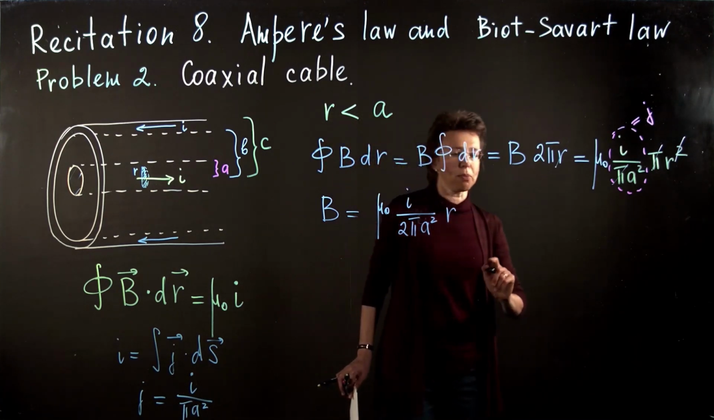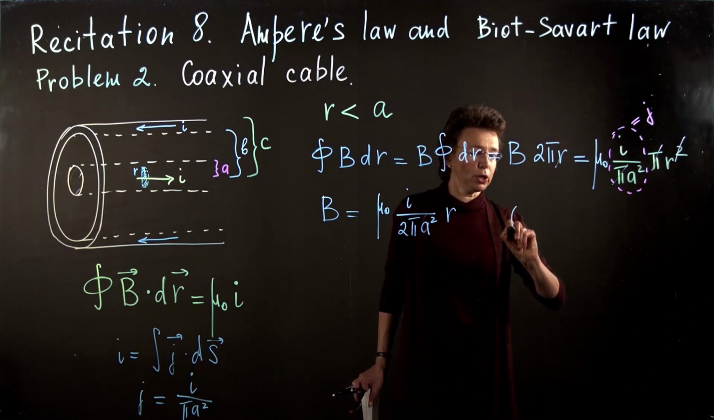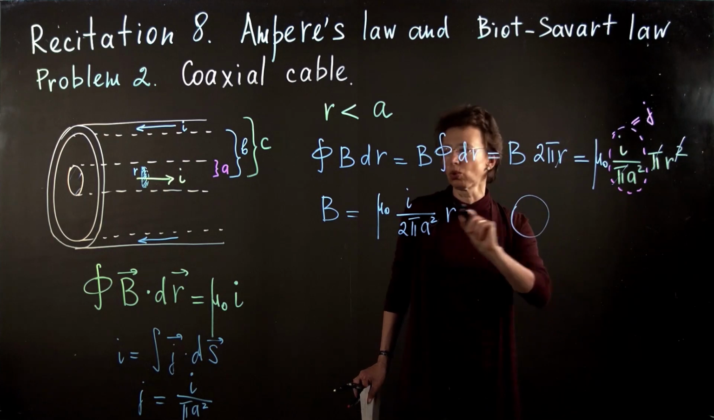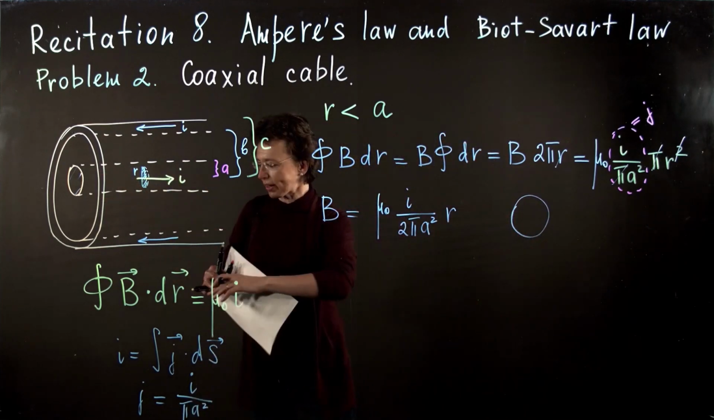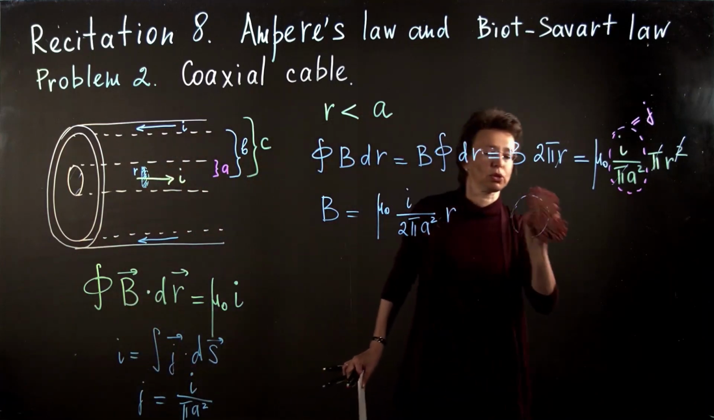So if I have my current, now let's find the direction. I will draw the side view of this cylindrical wire. Let me use the same color. Let's start again. I'm sorry. One more time.